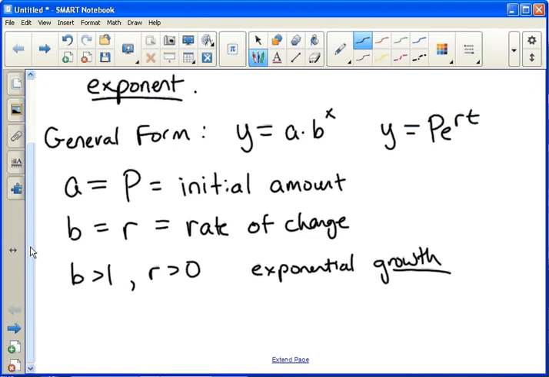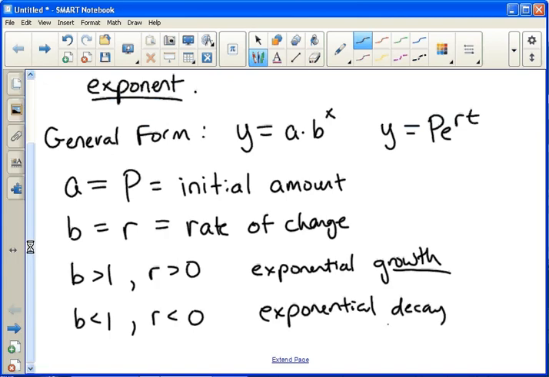So you can probably figure out what the alternative would be. If b is less than 1 and r is less than 0, then it's exponential decay. Just to give you an idea of what the difference would be, exponential growth is going to look something like this, whereas exponential decay is going to look something like this.